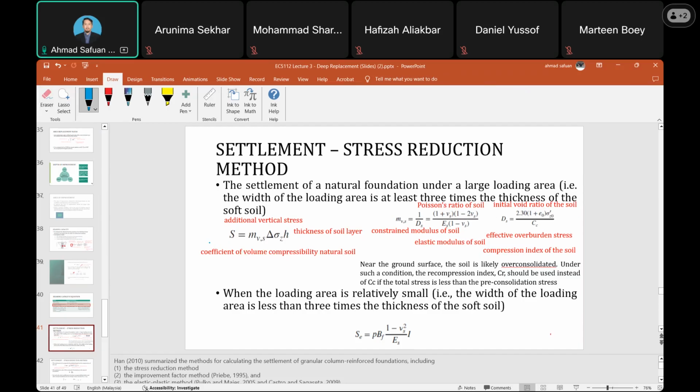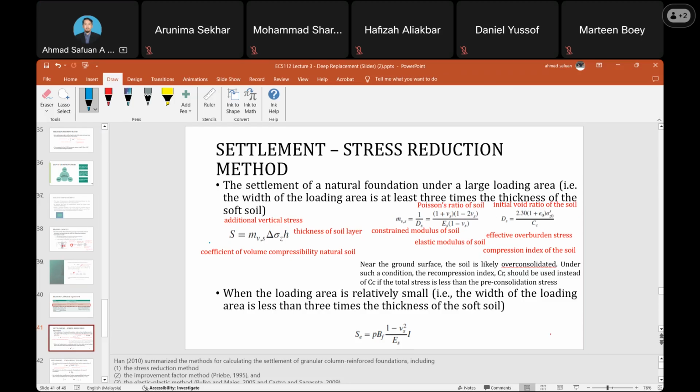For this approach, we may use the coefficient of volume compressibility, MV. S is for the soil, so that is the MV. Delta sigma Z is the increment of stress at a certain depth. H is the thickness of the soil layer.